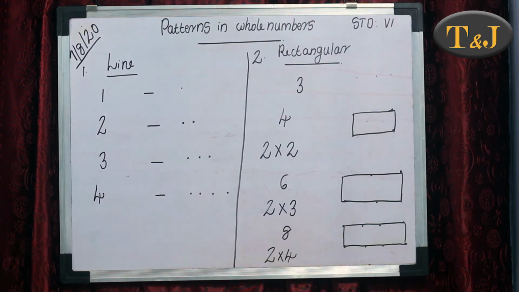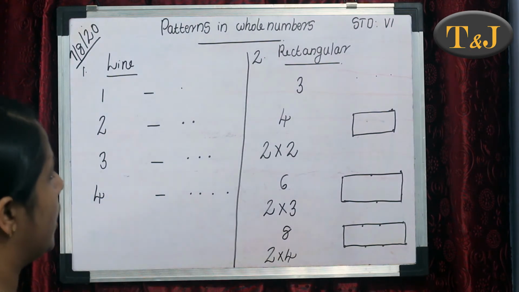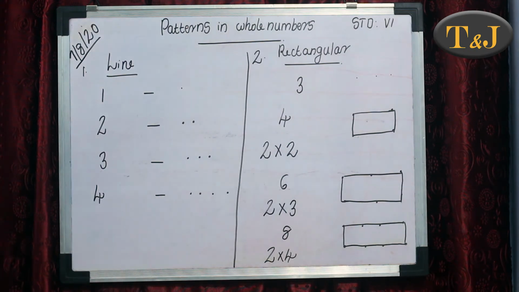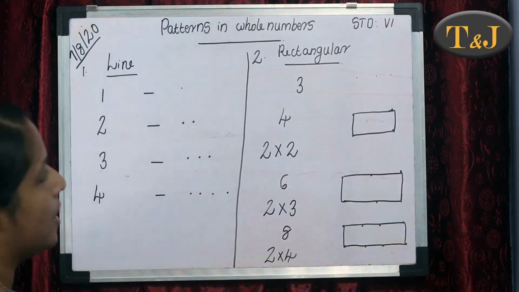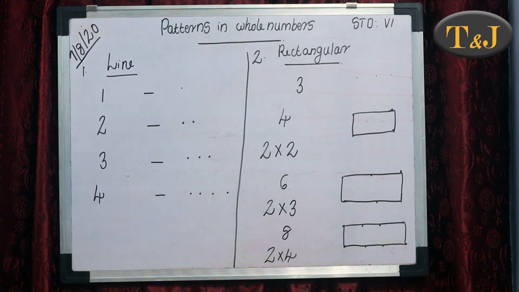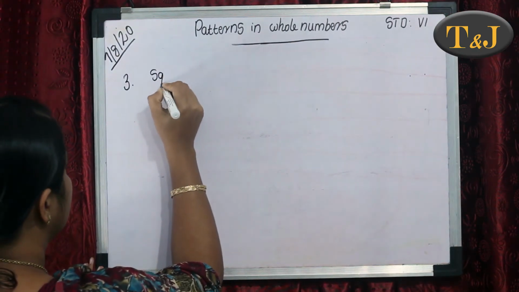I hope all of you understood how to find these two elementary shapes, the patterns in whole numbers. First is line, so every number can be represented in the form of a line. Second section is rectangular form. We have to be very careful to find the rectangular numbers of the patterns in whole numbers. We take only composite numbers. Okay. Third section is square pattern.